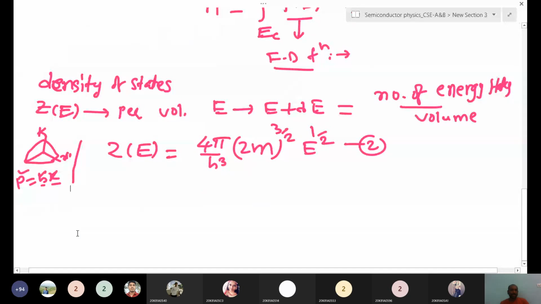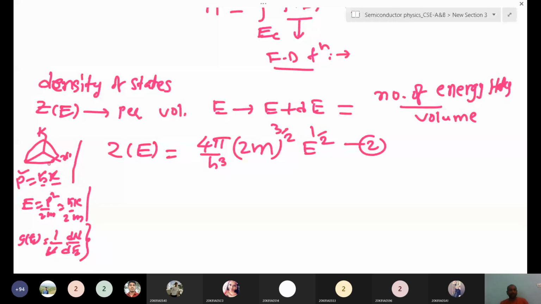Density of states is given by this formula, for unit volume, the number of states per energy. You will get this formula, but there is no need to derive it here. If you want to derive it, draw the energy-momentum space, write the energy equation, and differentiate with respect to the wave vector k, dE by dk or dk by dE. From there you can derive this. But we are writing only this formula.